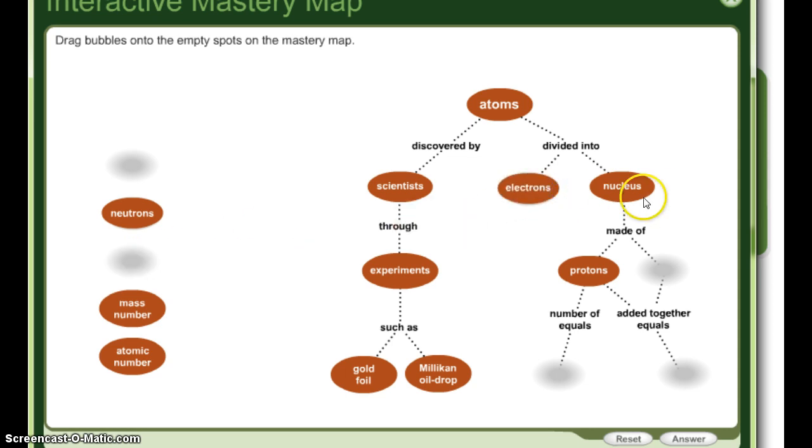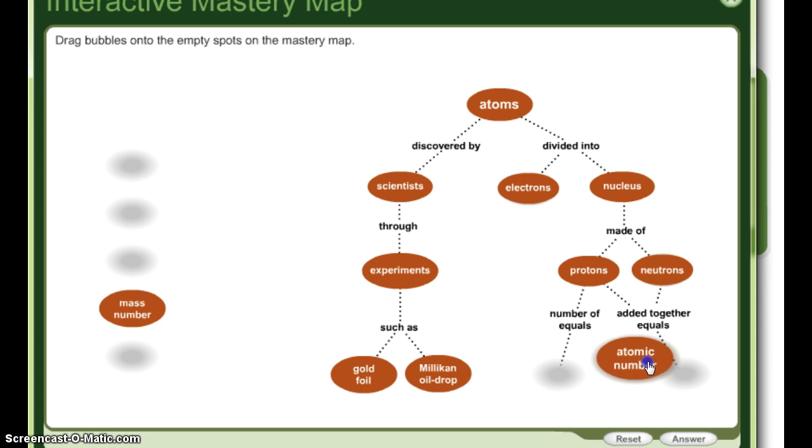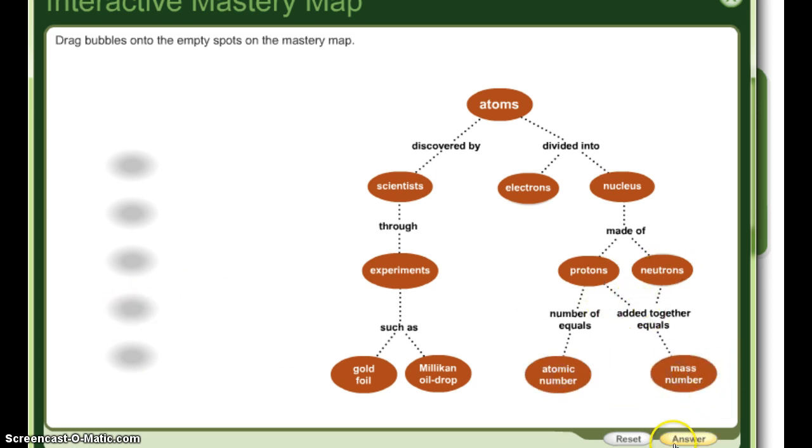The electrons, because they're outside the nucleus. Inside the nucleus is protons and what? Hit pause. Neutrons. The number of protons is the what? Hit pause. Atomic number. And the protons plus the neutrons added together equals, obviously, the mass number. Woohoo!